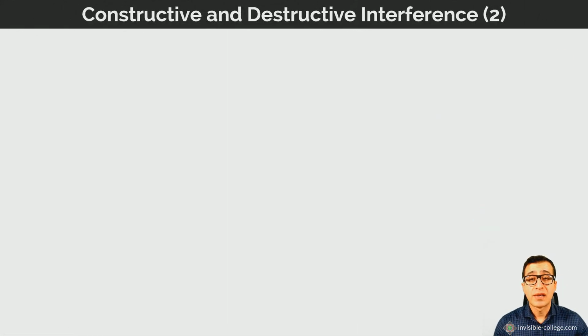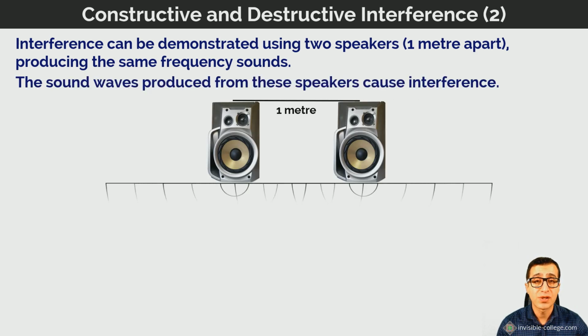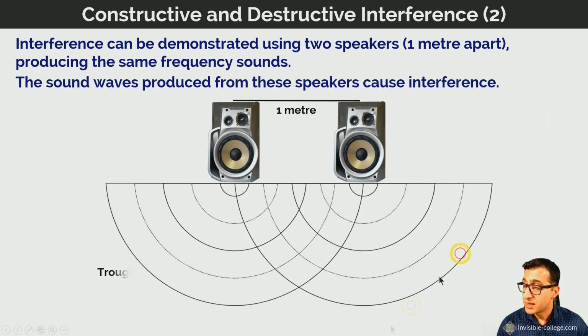So we can also demonstrate interference by means of loudspeakers. We take two loudspeakers and we put them about 1 meter apart, and we get them to produce the same frequency of sounds, and we'll find that there are certain positions where if we take a sound detector, we can measure a low energy or a low sound level, a low volume, low amplitude, and other places where we can measure a higher amplitude.